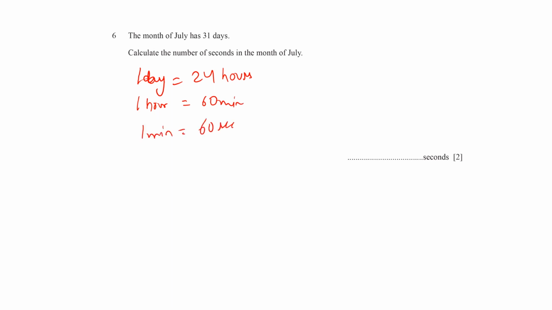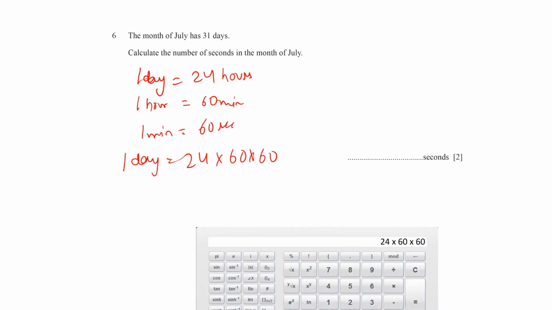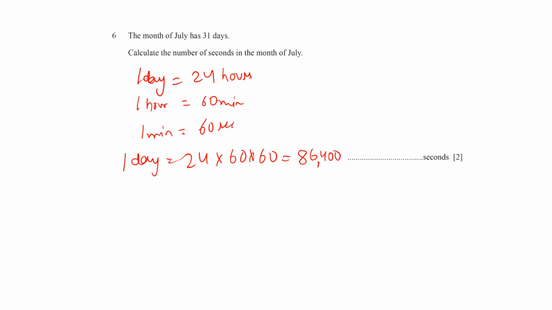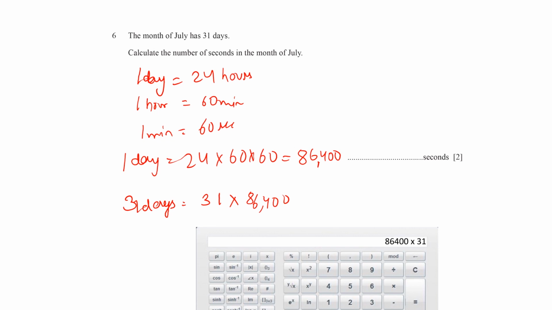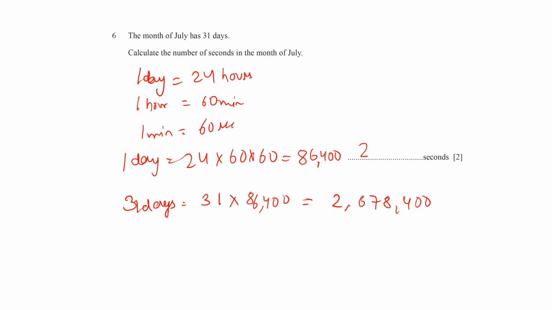If I want to calculate how many seconds are there in one day, it's going to be 24 times 60 times 60. So it's going to be 86,400. That means 86,400 seconds in one day. Now we have to calculate for 31 days. So we can simply multiply 31 with 86,400. Now if you solve this calculation in your calculator, you're going to get 2,678,400. So the answer will be 2,678,400 seconds, right?